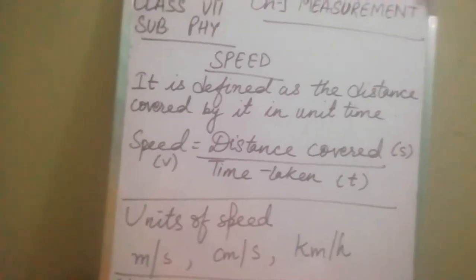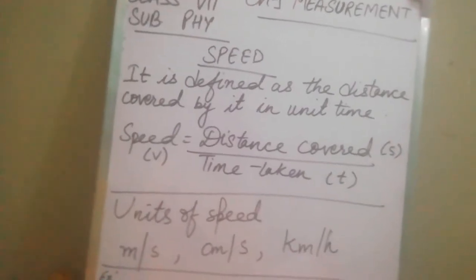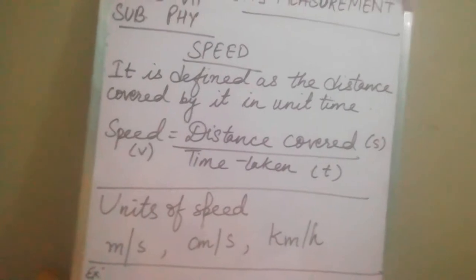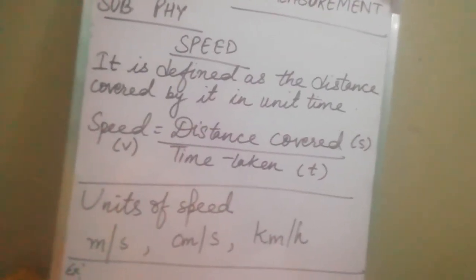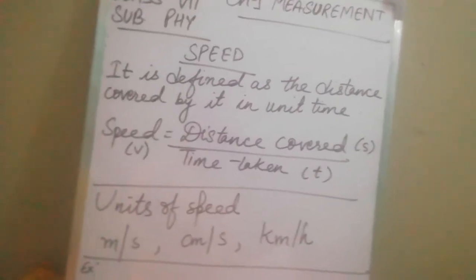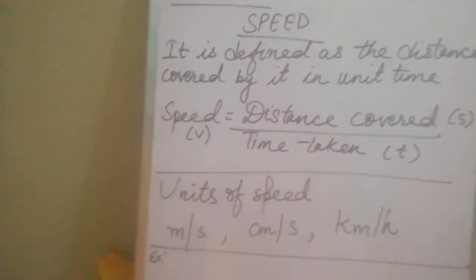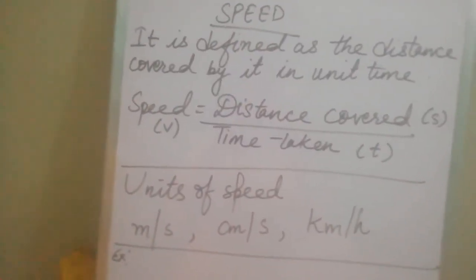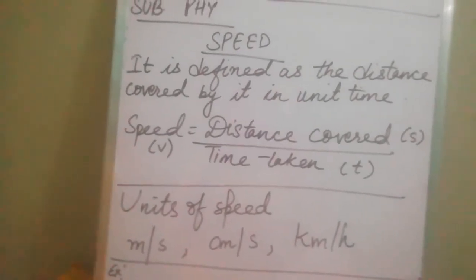But for the motion of automobiles, trains, aeroplanes, etc., generally the distance traveled is expressed in kilometers and the time is measured in hours. Therefore, speed is expressed as kilometer per hour. So speed can have units of meter per second, centimeter per second, or kilometer per hour. Now after this we will discuss a few examples to find out the speed of a given object, children.